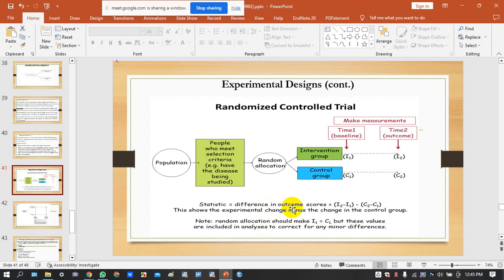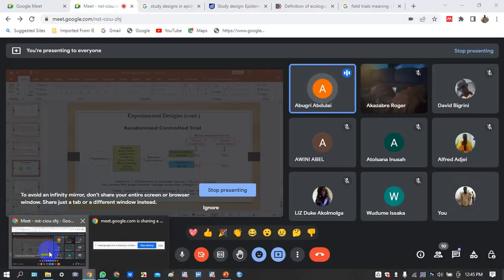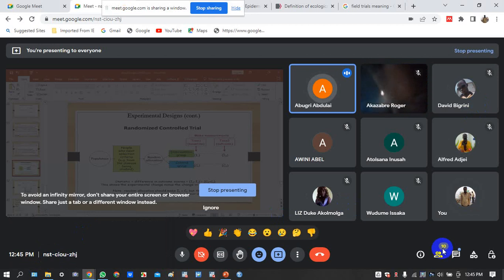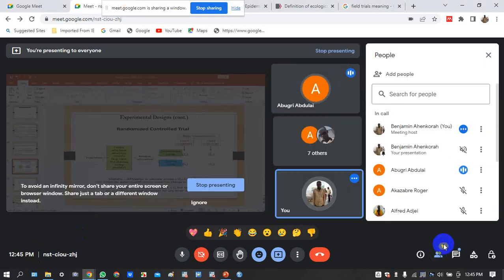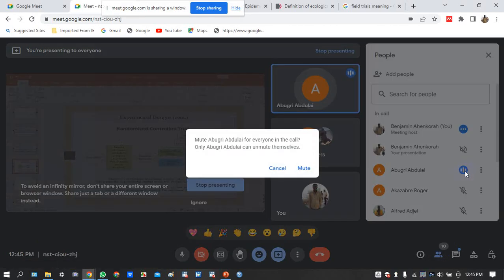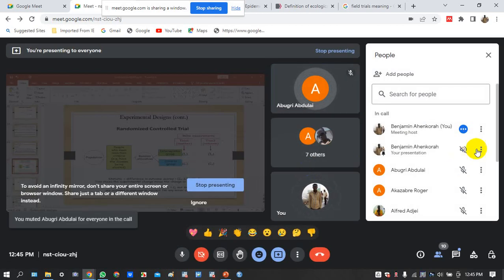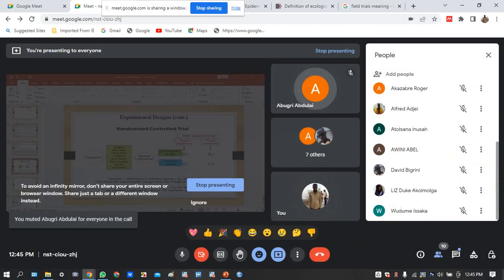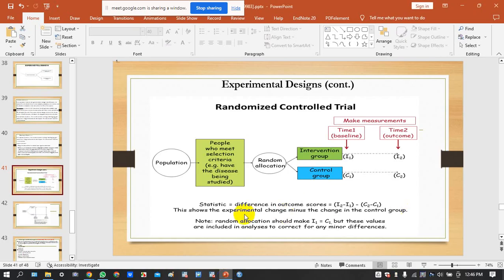So we find the difference in outcome score. We say I2 minus I1 minus the control, C2 minus C1, and this shows the experimental change minus the change in the control group. So the experimental change minus the change in the control group.